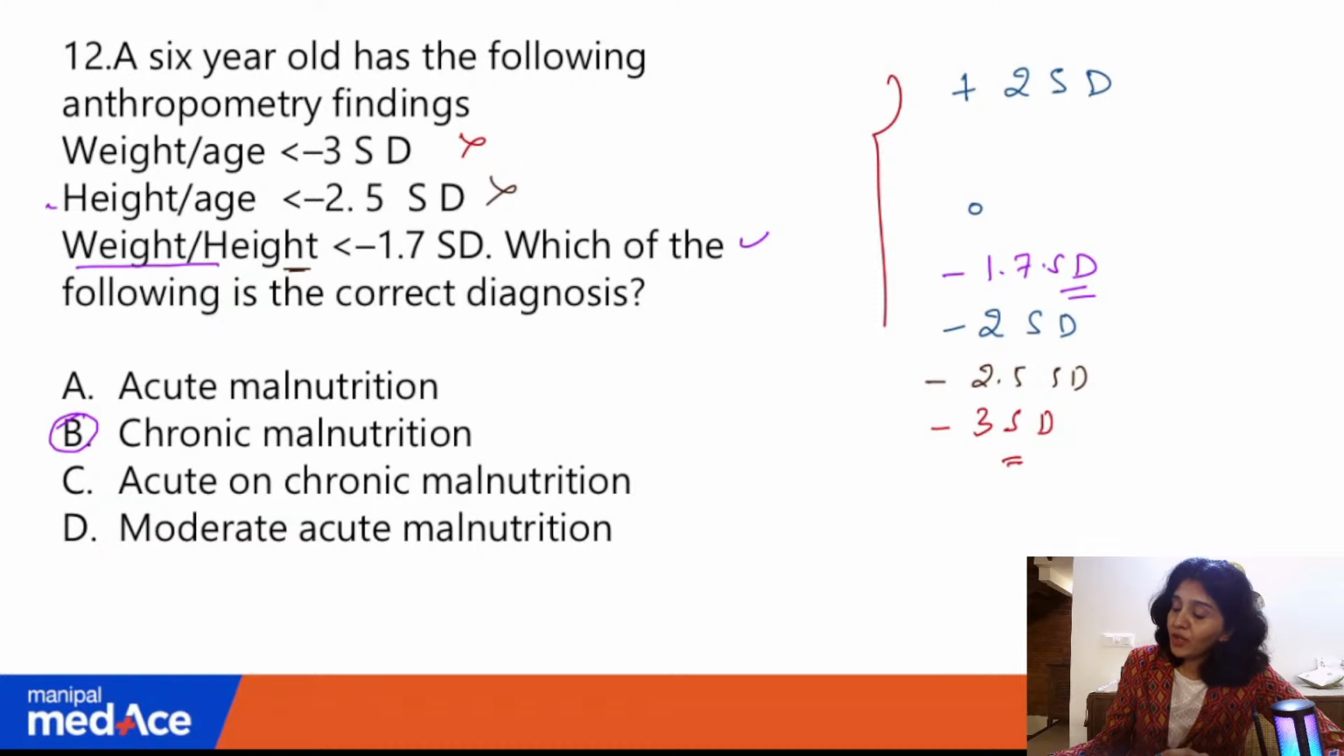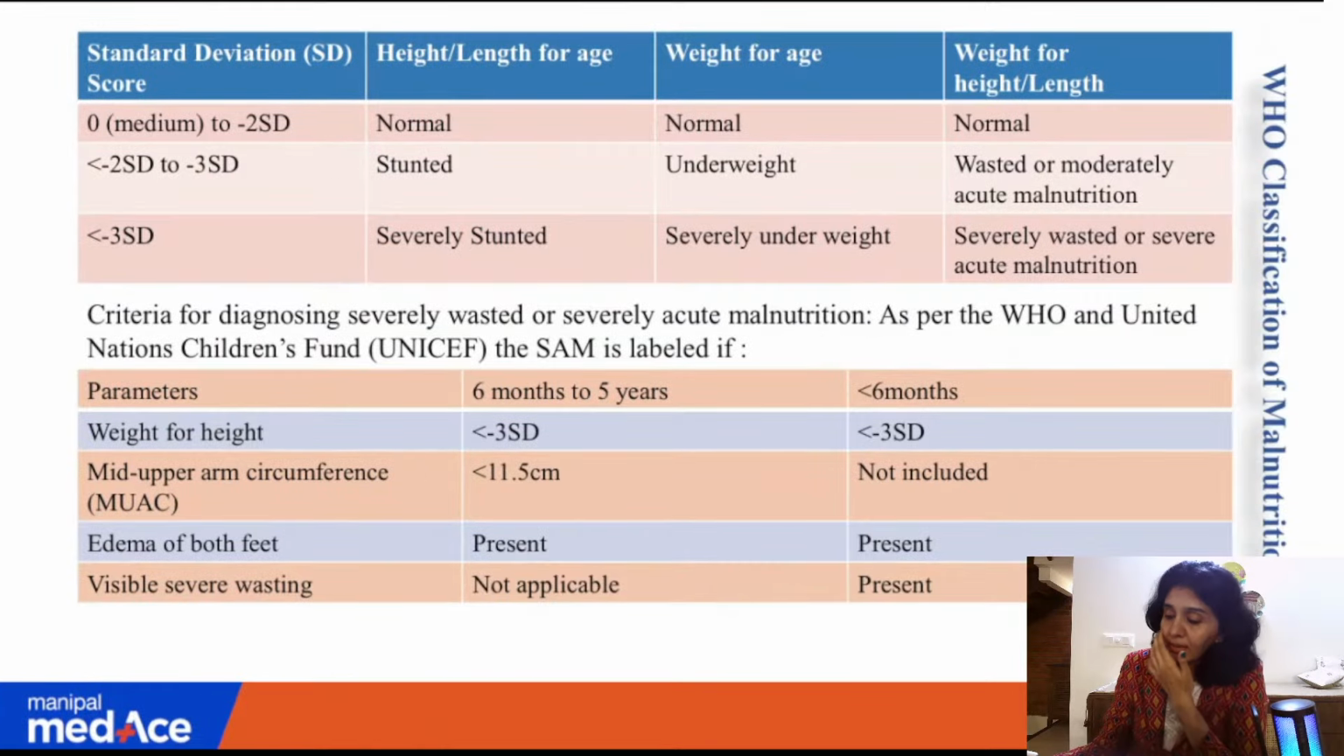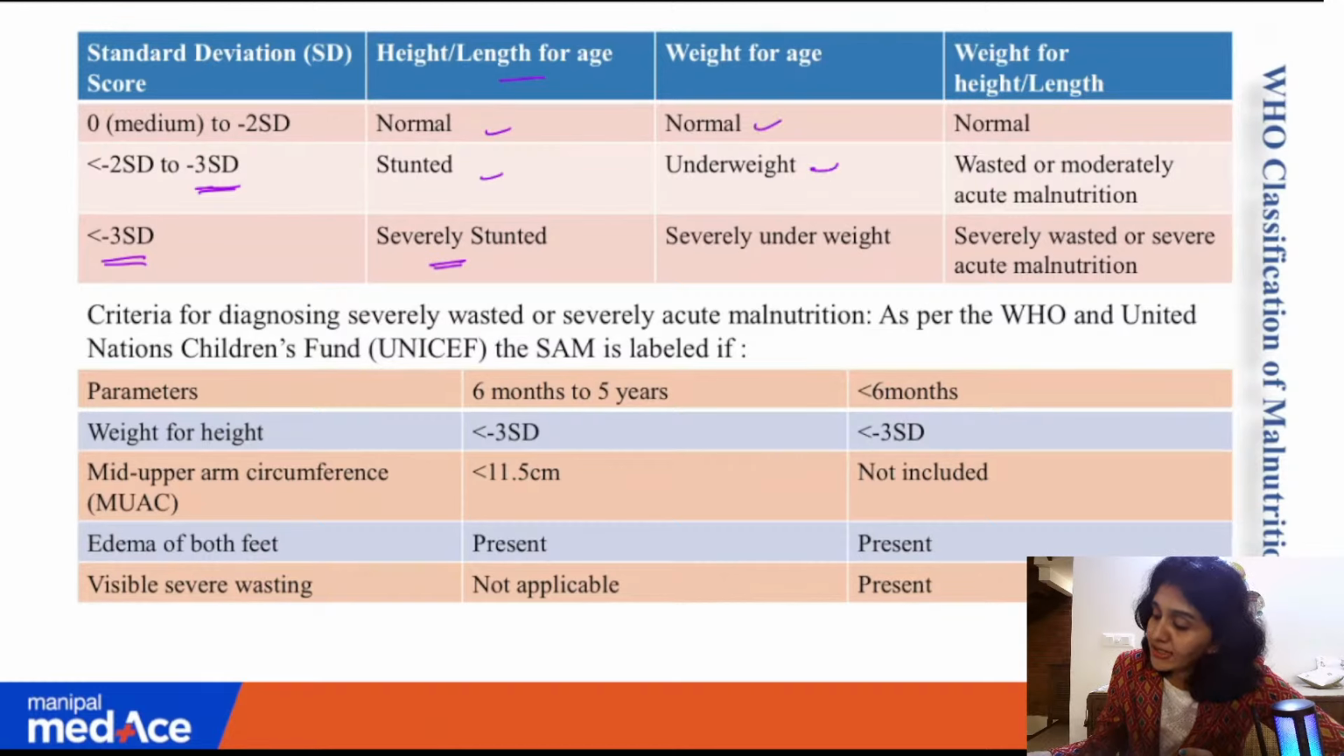All right. So let us revise the classification again. Okay, the WHO classification of malnutrition. If you look at the standard deviation, there are three ranges: 0 to -2 standard deviation, -2 standard deviation to -3 standard deviation, and less than -3 standard deviation. All right. So length for age or height for age. If it is 0 to -2 standard deviation, it is normal. -2 to -3 is stunted. Less than -3 is severely stunted. So weight for age, here it is normal, underweight, severely underweight.